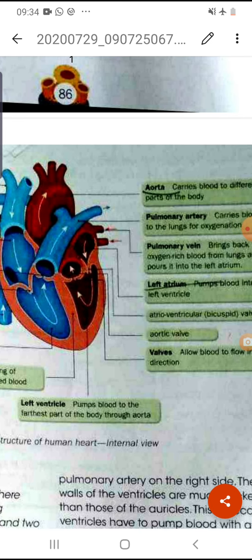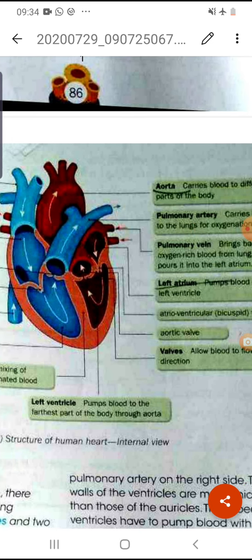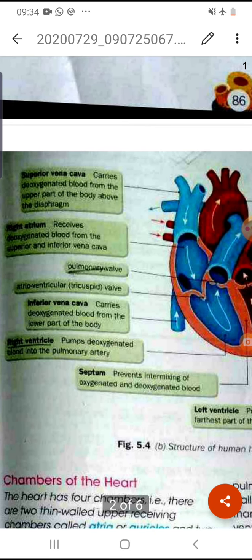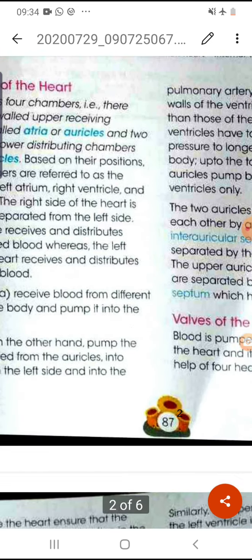As you can see here, it is written aortic valve here, and here also the pulmonary valve. Okay, so these are actually the semilunar valves.